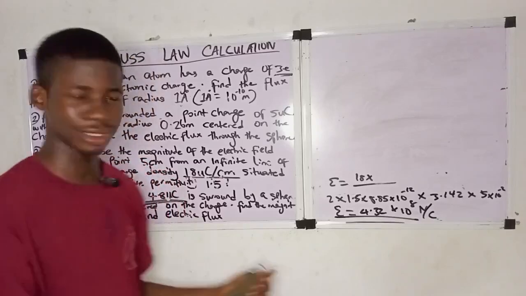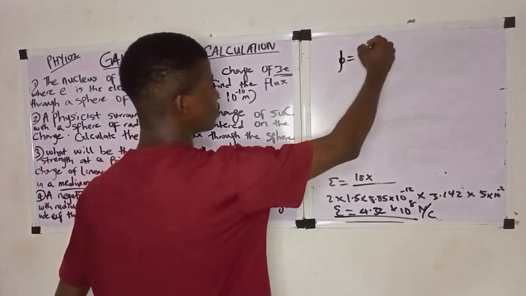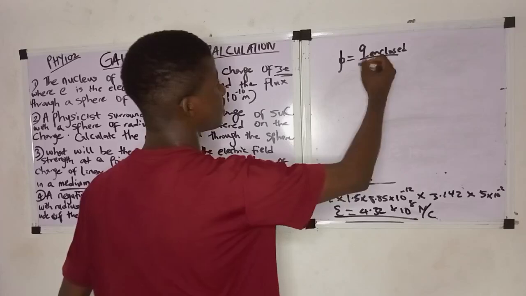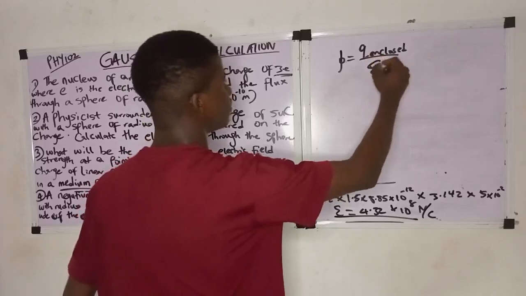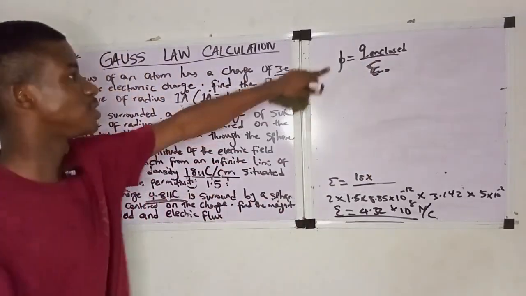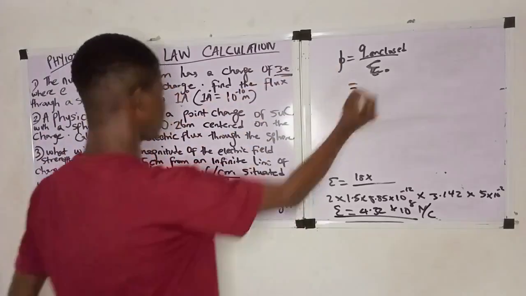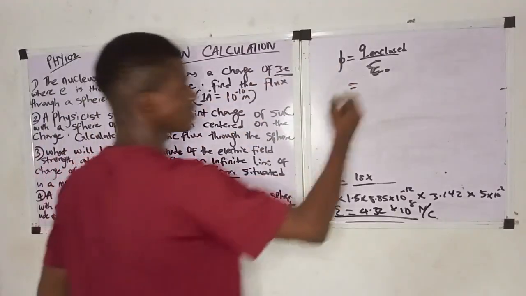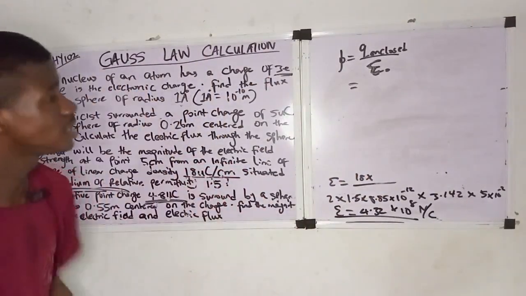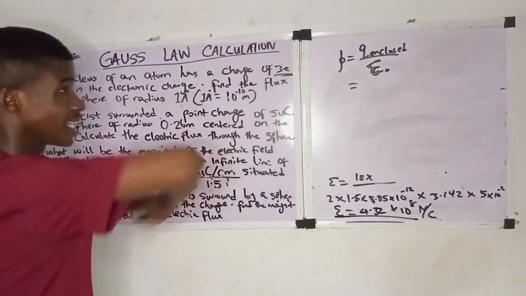Now remember, to look for electric flux easily, if they give you charge, use Gauss law. Gauss law is telling us that electric flux is equal to the charge enclosed divided by the permittivity of free space, right? So you are looking for electric flux. You don't need to look for the area first and then multiply. You can just use this formula to get everything at once.